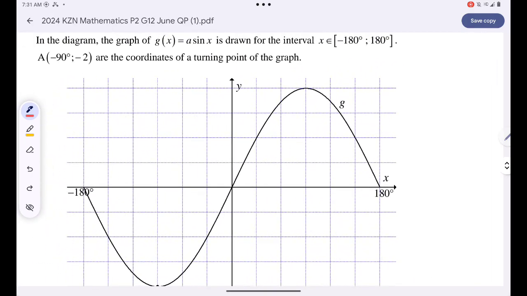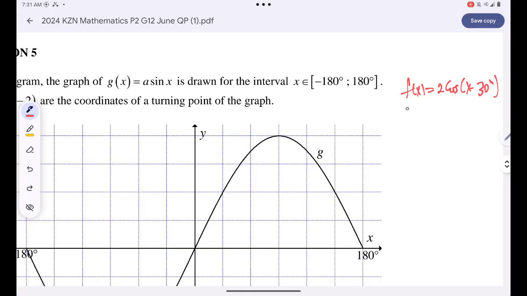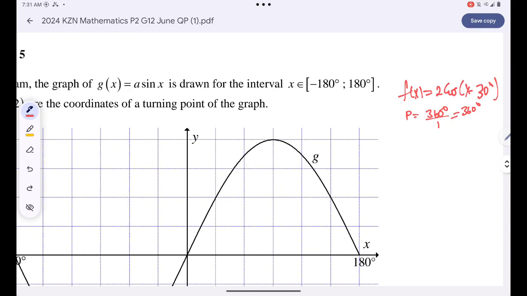There are certain steps, guys, that we have to follow to draw the graph. f of x is equal to 2 cos of (x minus 30 degrees), right? Step number 1, you must find your period. The period is just 360 degrees divided by the coefficient of x, which is 1. So the period is 360 degrees. This simply means that the full cycle of your graph will happen in a space of 360 degrees.